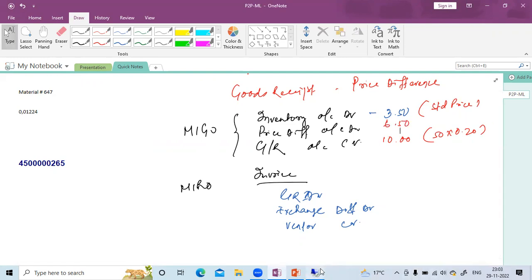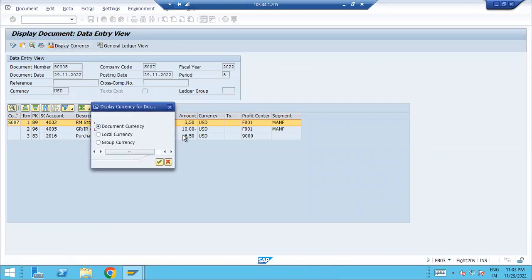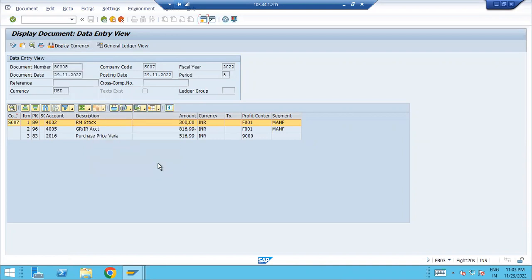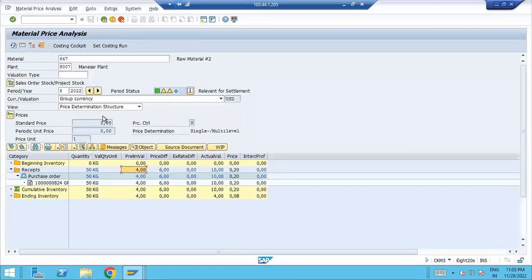This is as per our transaction or document currency. The local currency is INR, which is updated here. So I have updated the material price with INR 6 in my material master. Just have a look into this.